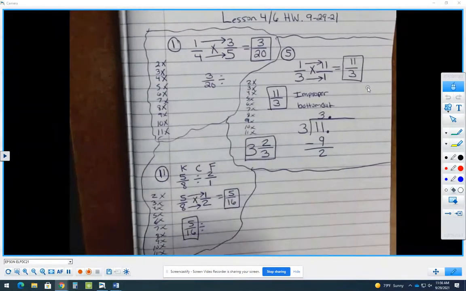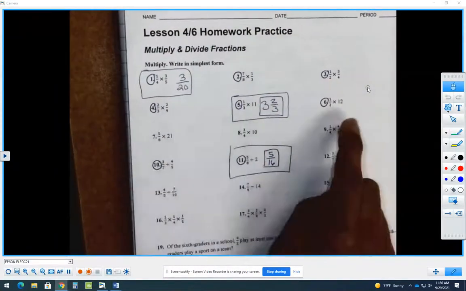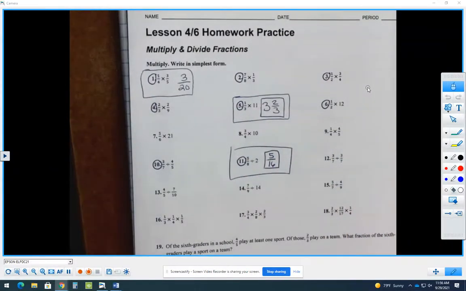Go practice. Question with your homework? Yes, sir. So now you just have 2, 3, 4, 6, and 10. 5 questions. Come on, guys. Don't disappoint me. Okay, and bring it tomorrow.